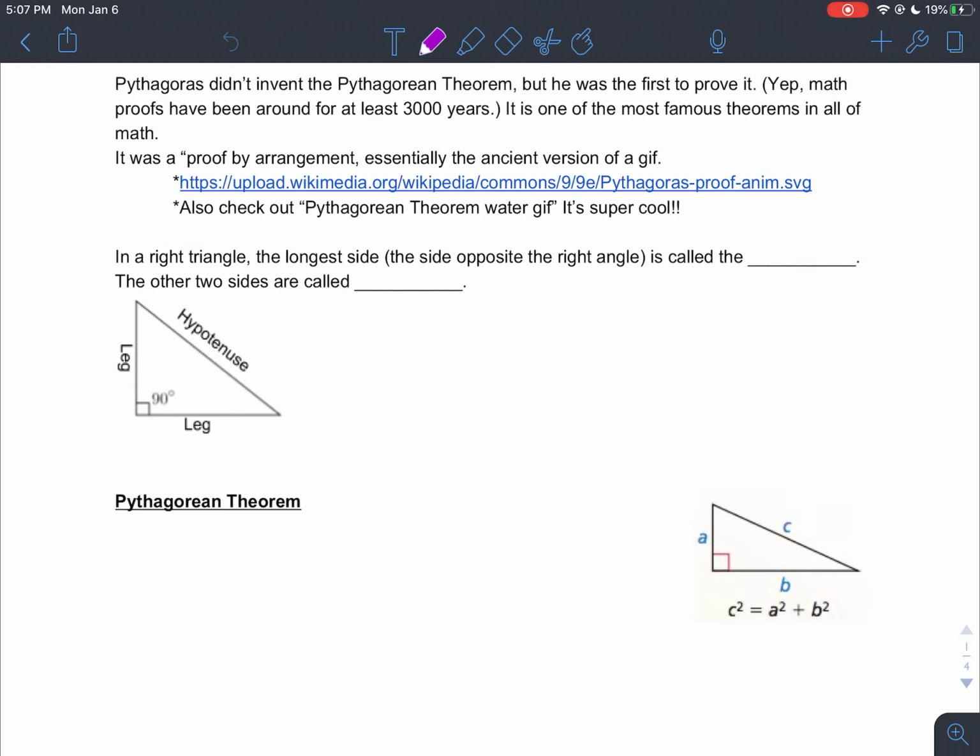In a right triangle, this is just kind of review, the longest side, which is the side opposite or across from the right angle, is called the hypotenuse. And then the other two sides are called the legs. So the hypotenuse is the most important side, the longest side, the side across from the 90-degree angle, and the other two sides are called the legs.